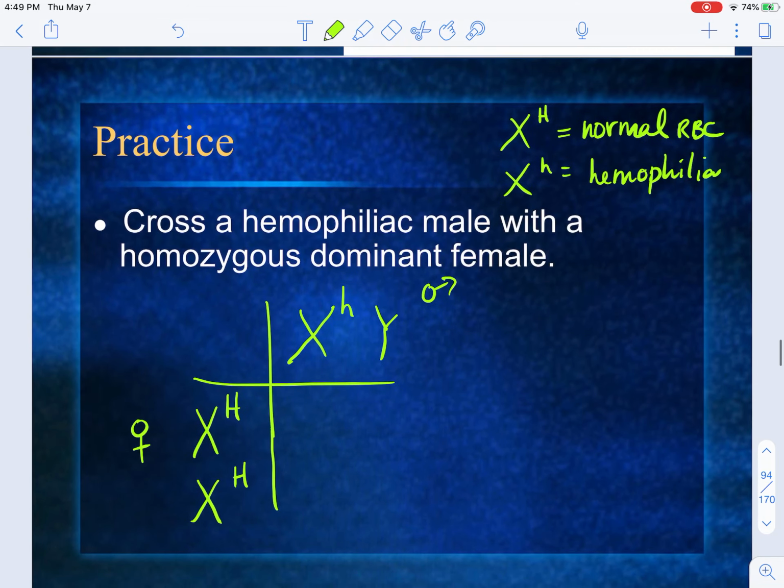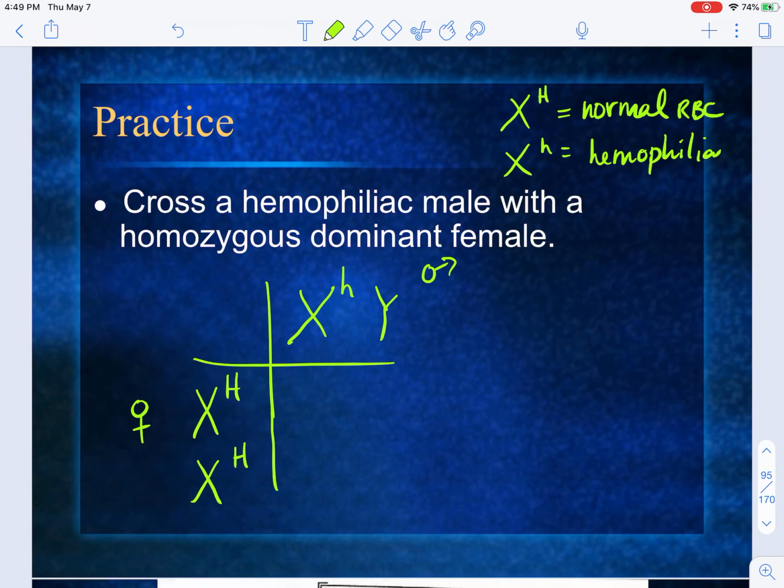Hemophilia, another gene in humans that's on the X chromosome, sex chromosome. And so for hemophilia, normal is the big H, and hemophilia, the condition, is the recessive little h in my legend here. So the hemophiliac male is one that has the little h here on the X chromosome, and remember, don't put anything on the Y. And this is a homozygous dominant lady.